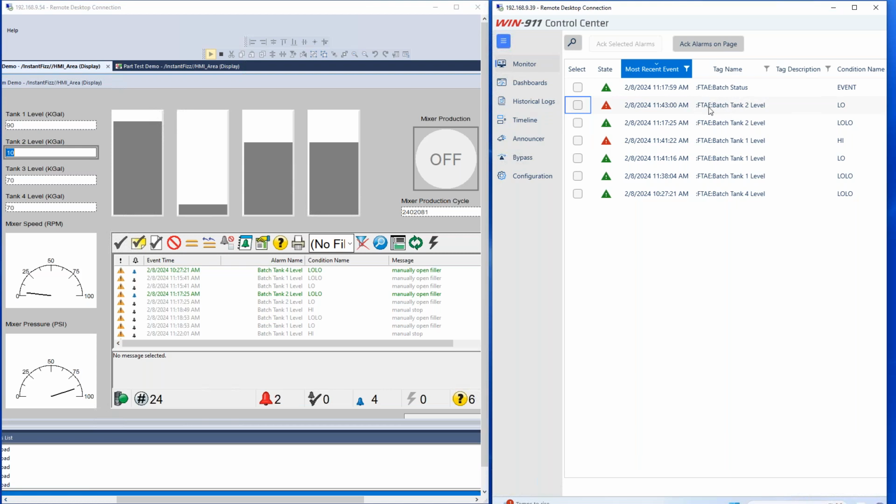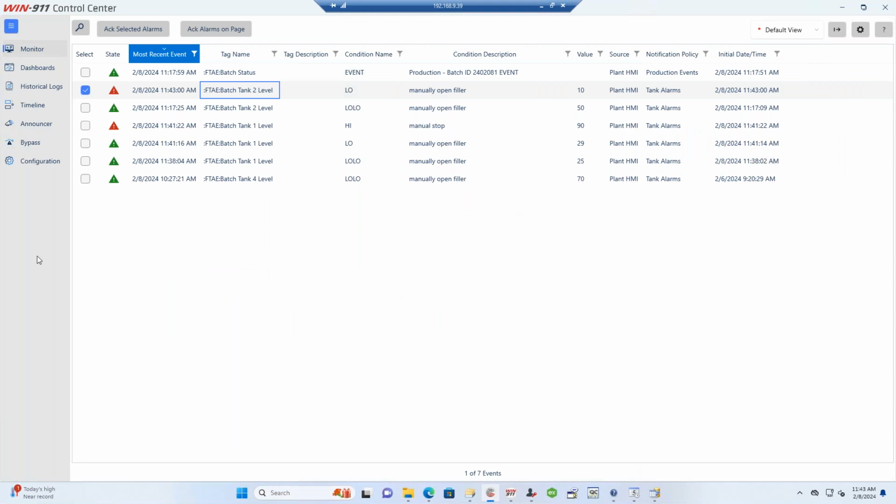There we see tank 2. We can acknowledge view alarms here. We can acknowledge them back into the SCADA system. And this tool we can think of as just the control room view of the alarm system in that FactoryTalk implementation through Win 911. So we can see these live alarms here.